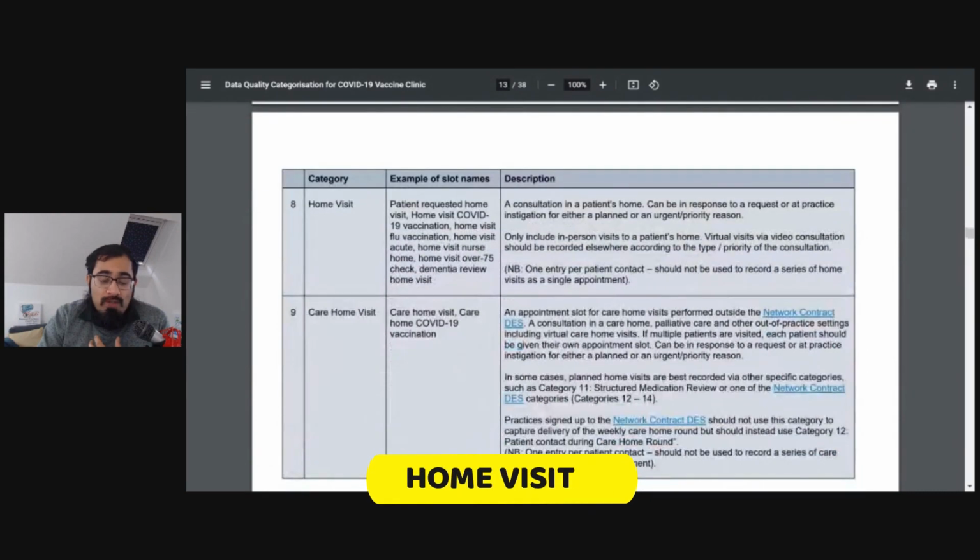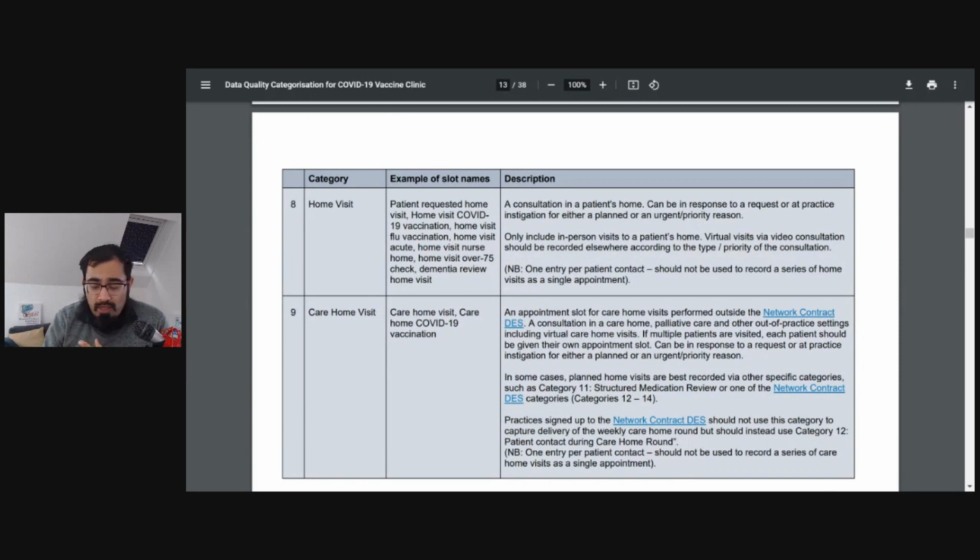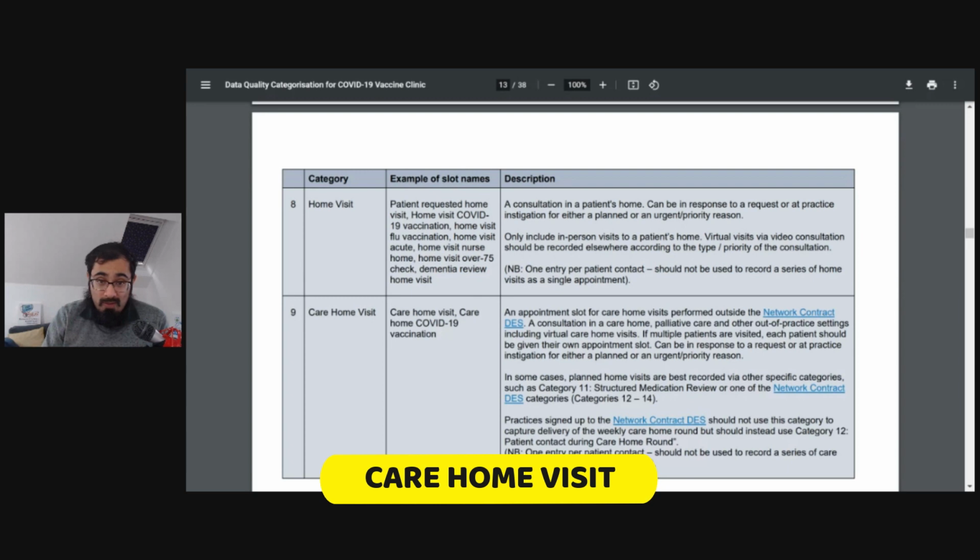Next up, we've got home visits. So there's two different types of home visit categories. There's one for the general kind of home visit that you may be doing, whether that's going out to visit a patient for the COVID vaccinations, dementia reviews, basically anything that's not taking place in the practice itself. That is different to a care home visit. So you do need to specify the different type of visits that you're doing.